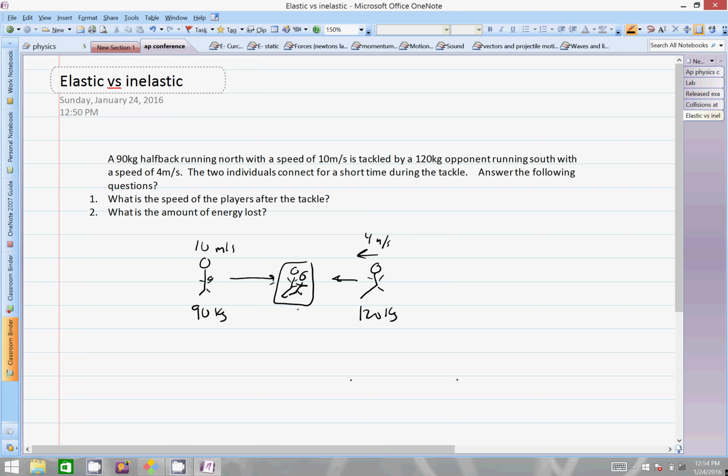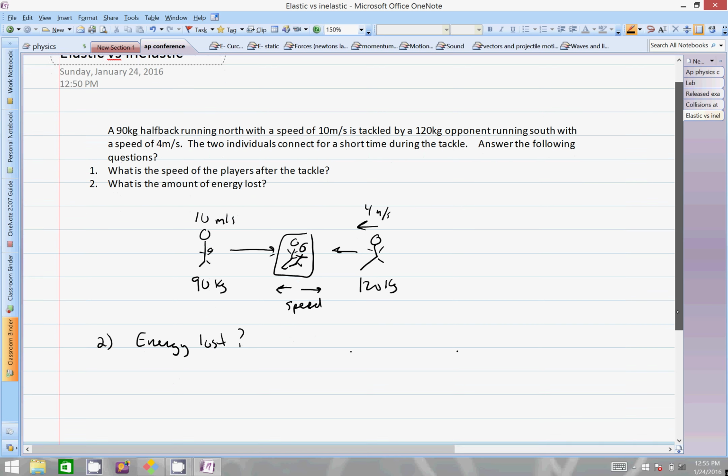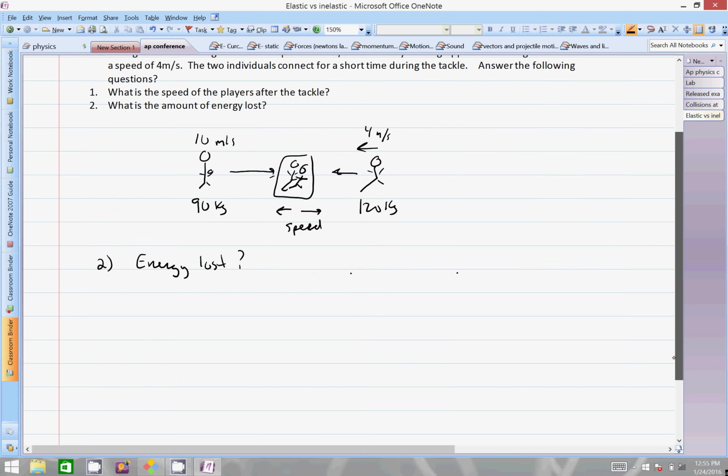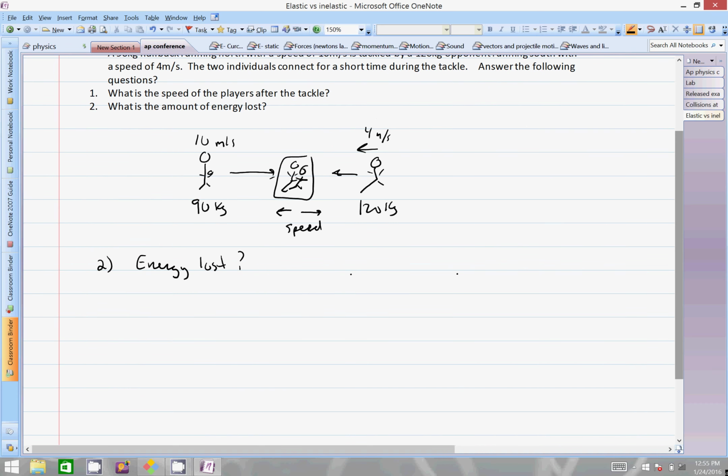What speed and at what direction will this mass be moving? Will it move this way or will it move this way? And then what is the speed at which this will occur? And then comes in the little wrinkle that we'll add, which is energy lost. Now this question asks what is the energy lost, but in other questions they may ask you is energy being lost? So that's an alternate version of this question.